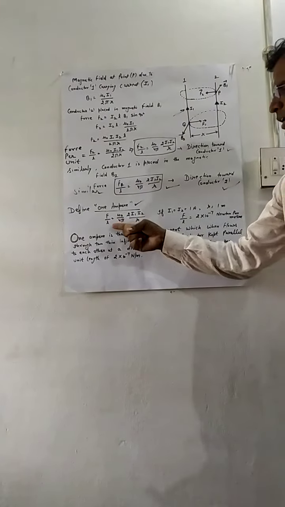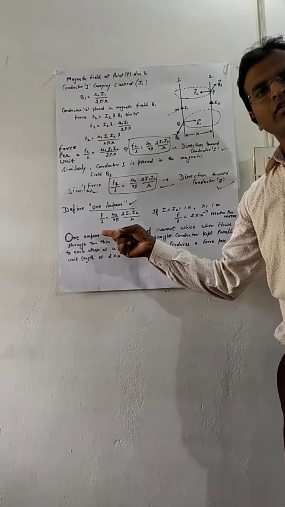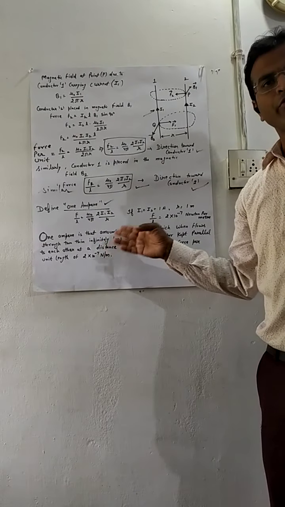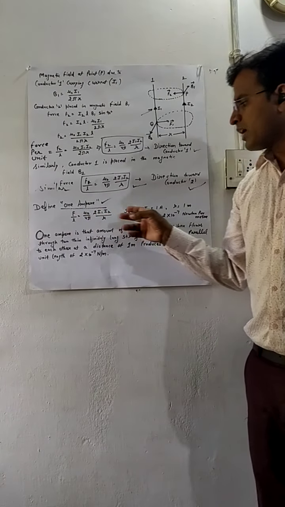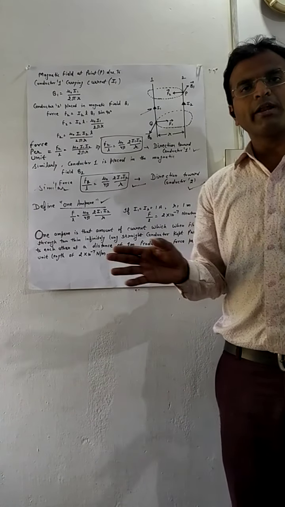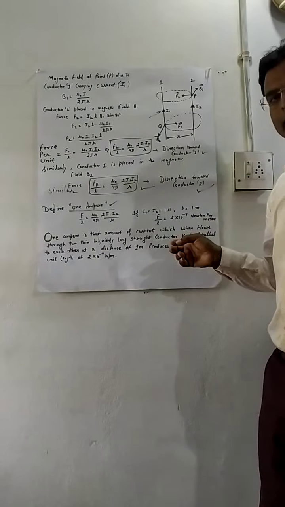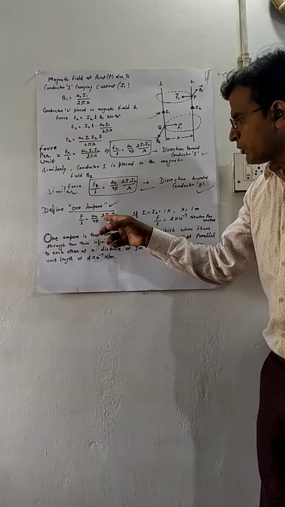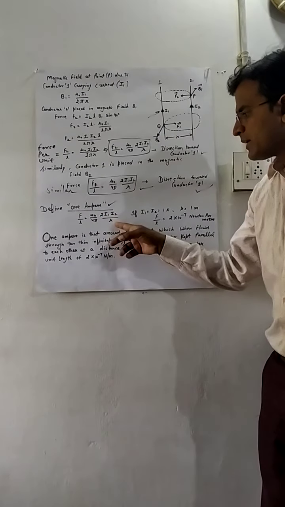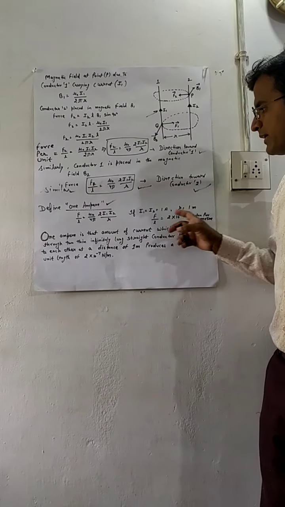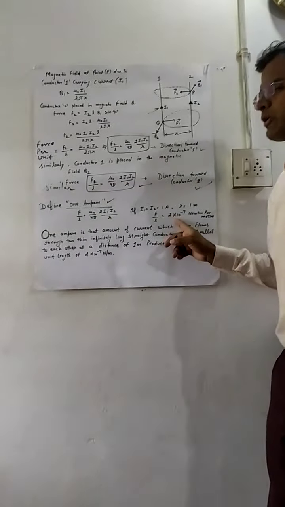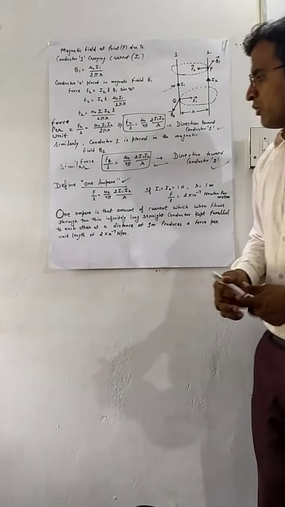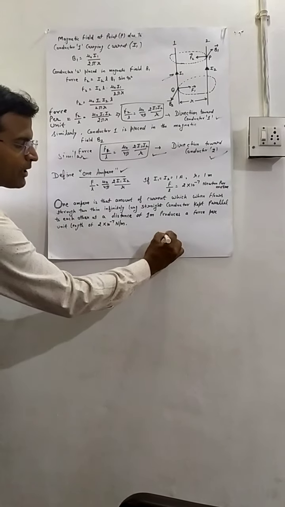Again using this formula, force per unit length is mu naught by 4 pi 2 I1 I2 by R. Put I1 and I2 both equal to 1 ampere, R equal to 1 meter. When we put I1 and I2 equal to 1 ampere, R equal to 1 meter, then force per unit length is equal to 2 into 10 power minus 7. The value of mu naught by 4 pi.